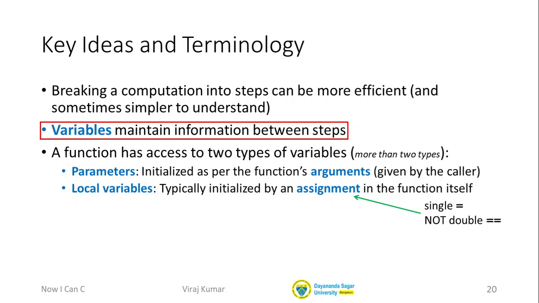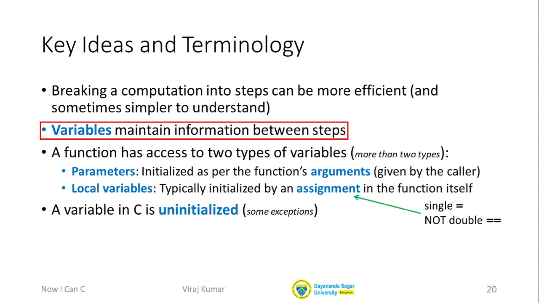If you go back in this video and look at what I typed in the IDE, I said half power single equals something, and that is called an assignment statement. And that is not a double equal to. We're not comparing two things for equality. We are setting a value. We are assigning the value of that variable to some result that we, in this case, calculated by calling the power function. So these are the two types of variables that a function has access to.